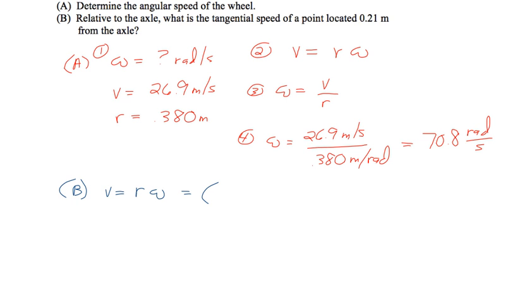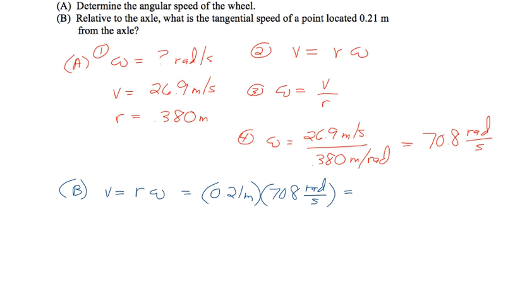But the R is different than the R for the full wheel. We're only 0.21 meters away from the axle. So we put 0.21 meters times the number that does not change no matter where you are on the wheel, and that's the angular speed. So that's 70.8 radians per second. So even if they had only asked me to solve for part B, I would have had to solve for part A so I could get the angular speed that I could then use for part B.